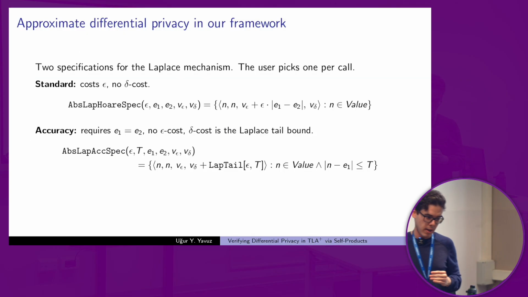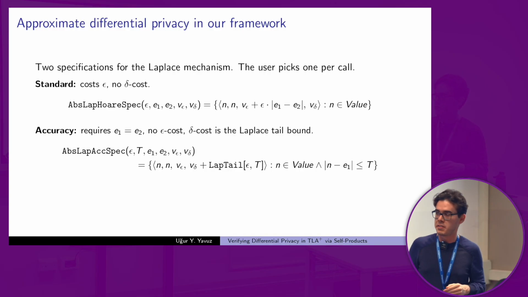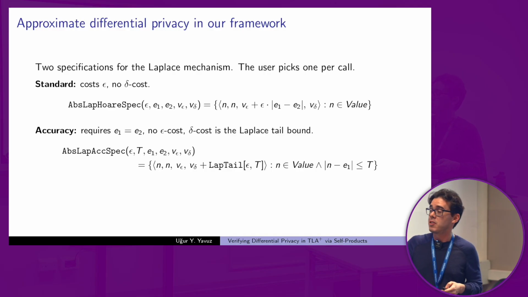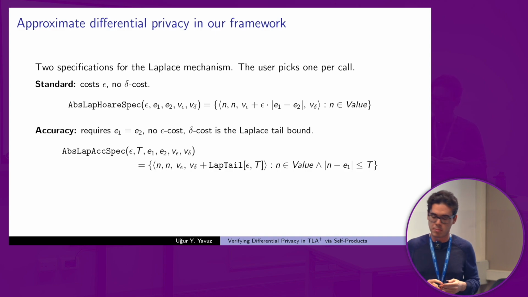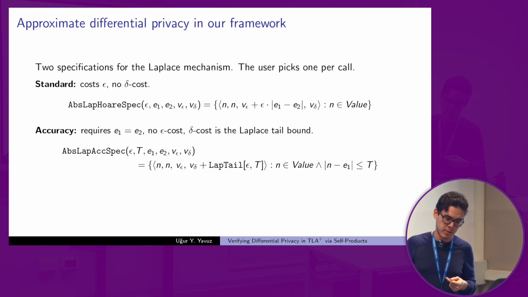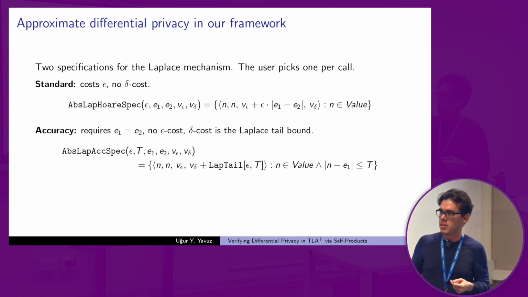I'll for now skip how this extension changes the self-product construction semantic itself. I will only discuss how it shows up in our framework. Our framework actually already supports reasoning about v delta. I just hid that earlier in the presentation to keep things simpler. And in our framework, what really happens is the user picks which specification of the Laplace mechanism is to be applied at each Laplace call in the proof.